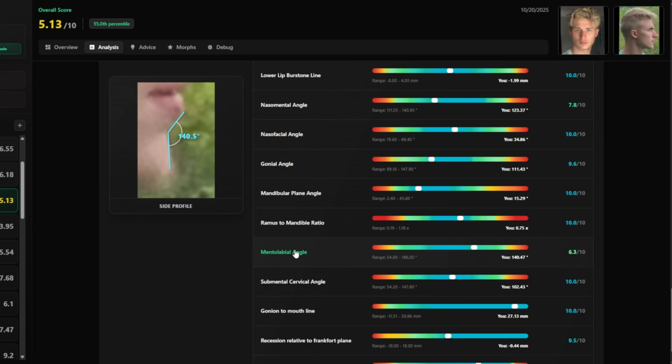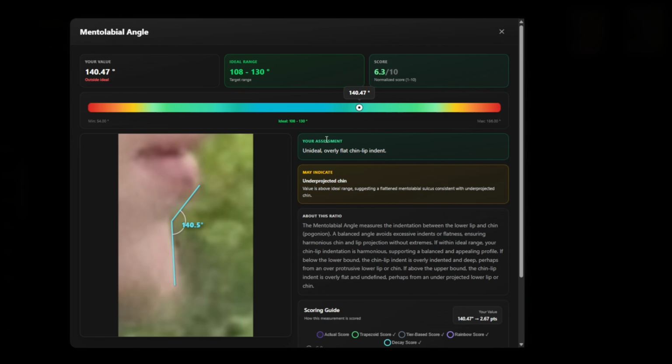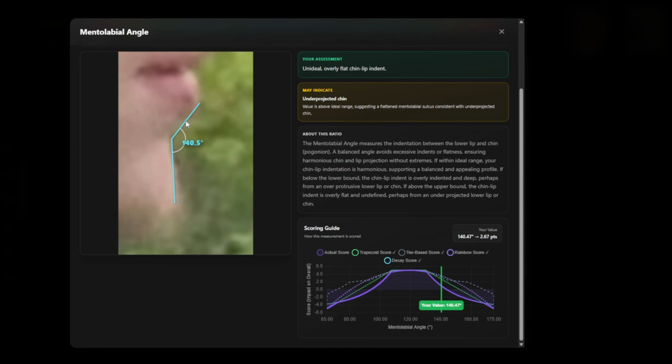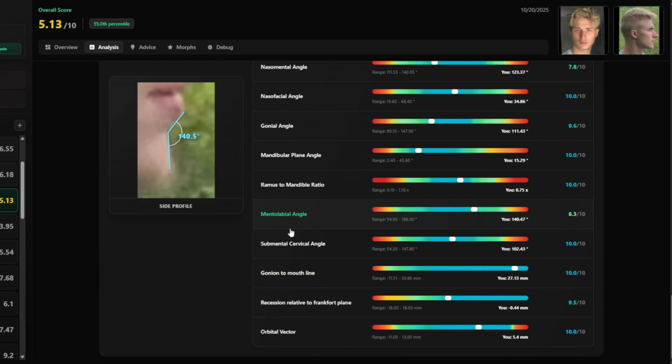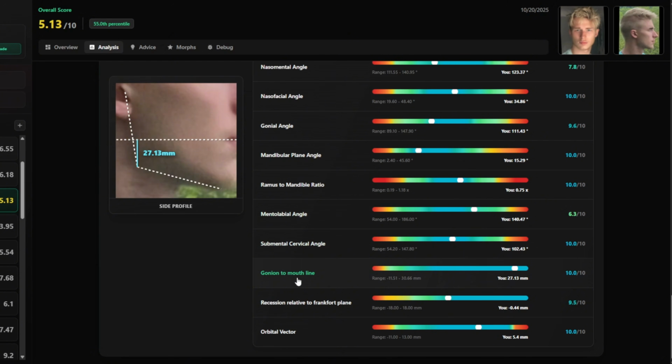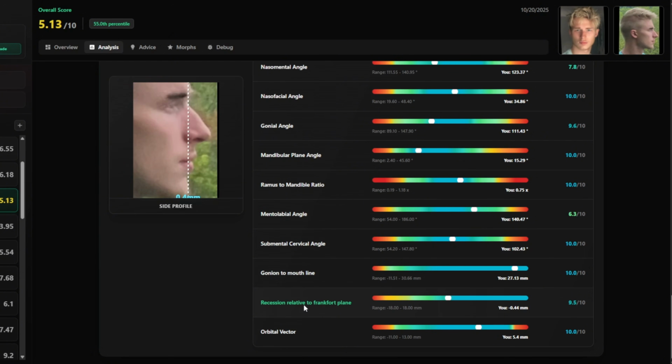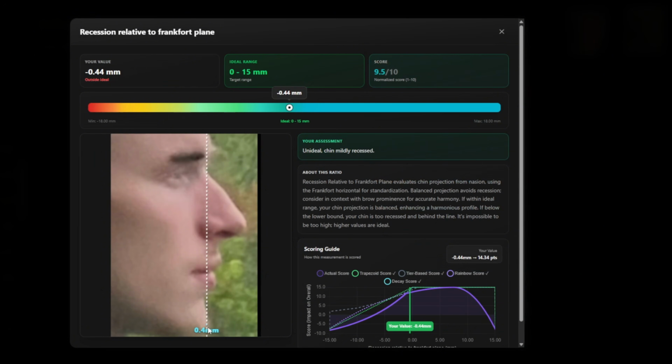Mentolabial angle is a bit outside of ideal, I think. Yeah, a tiny bit. Which probably is due to his chin. I don't think his lips look that protruded, so his chin could be a little bit more protruded. Good gonion growth, and he's not recessed. His chin seems to pretty much be right on the line, or 0.4 millimeters in front of the line. So I wouldn't say he has recession via this assessment, but the other ones would indicate that.